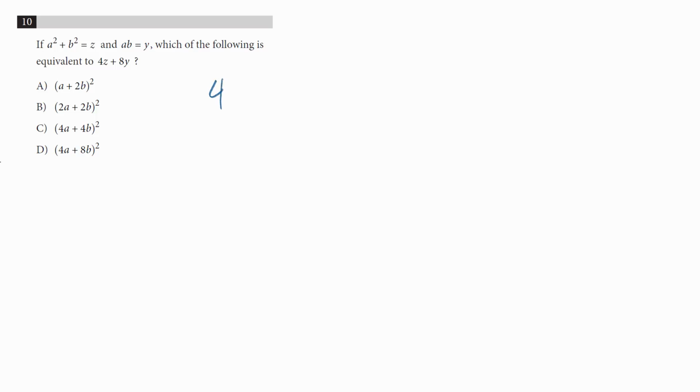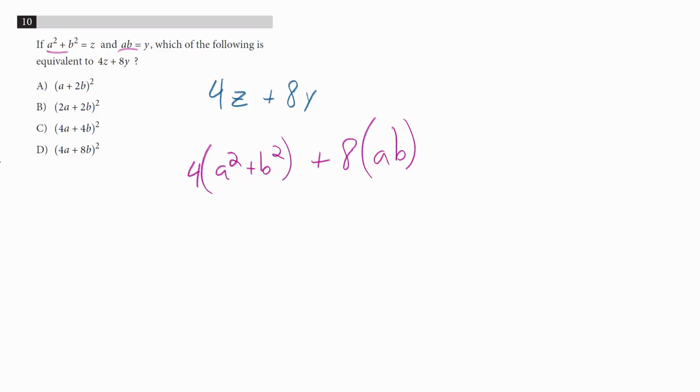So let's take our expression 4z plus 8y and substitute the two expressions for z and y. So 4z is 4 times a squared plus b squared. That takes care of the z portion. And then 8 times ab. Okay. Now we can distribute the 4 to 4a squared plus 4b squared plus 8ab.